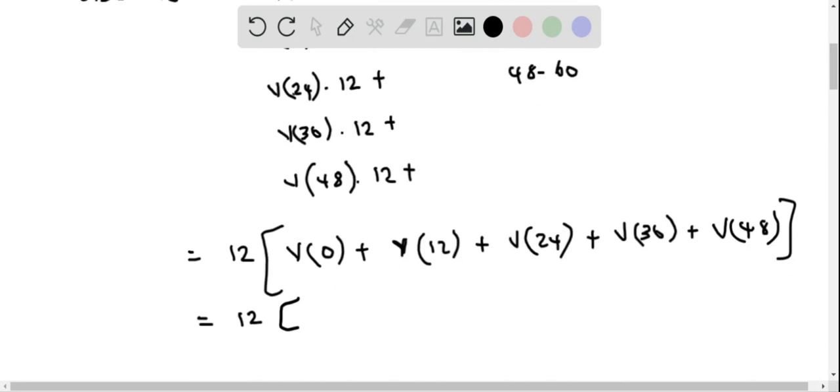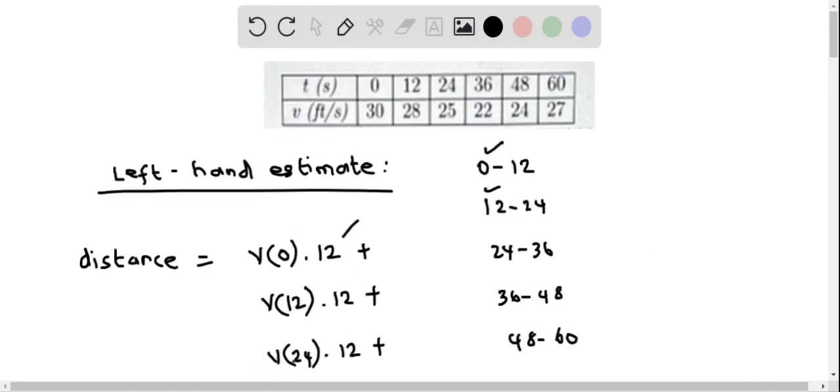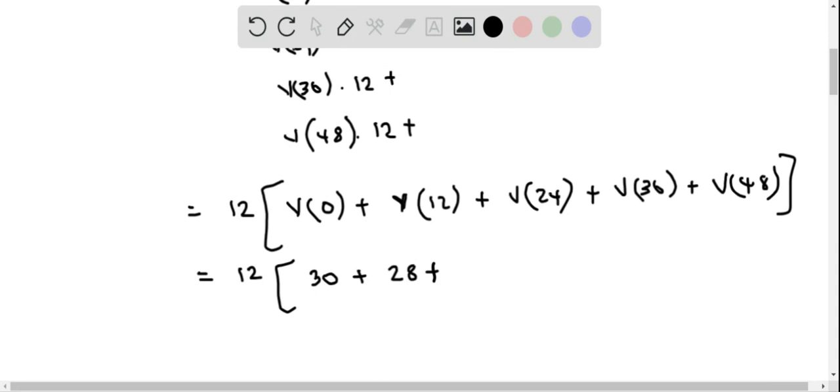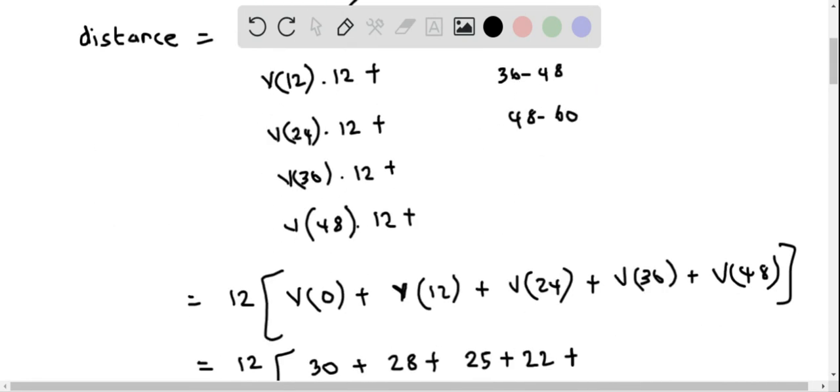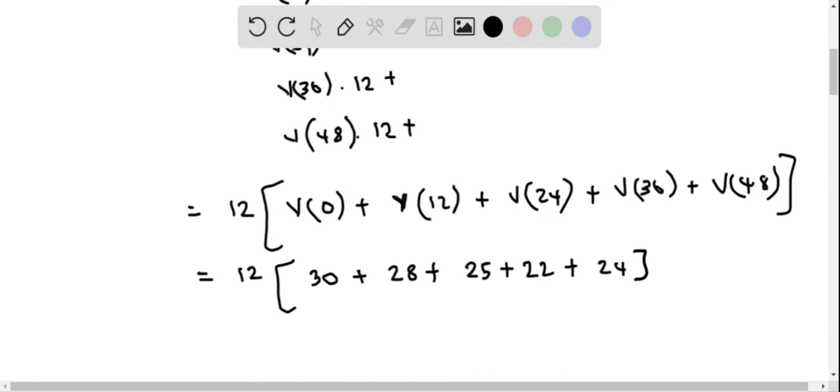V of 0 equals 30, so this one is 30, plus v of 12 is 28, plus v of 24 and 36 are 25 and 22. So I write 25 plus 22 plus, now for v of 48, which is 24. And so let's add these and then multiply by 12.